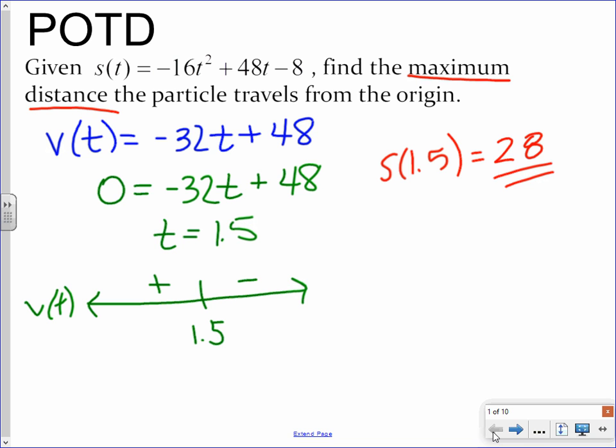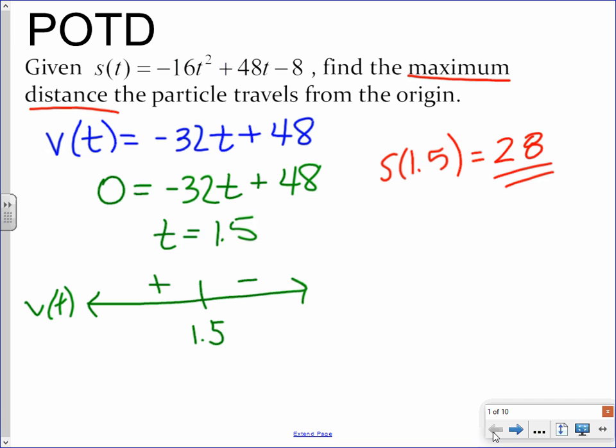Now, if I'm asking for a maximum distance from the origin, and you had a maximum and a minimum, is it automatically the maximum? No, because you could have a position to the left that's further away, and that would be your max distance. Does that make sense? Okay?